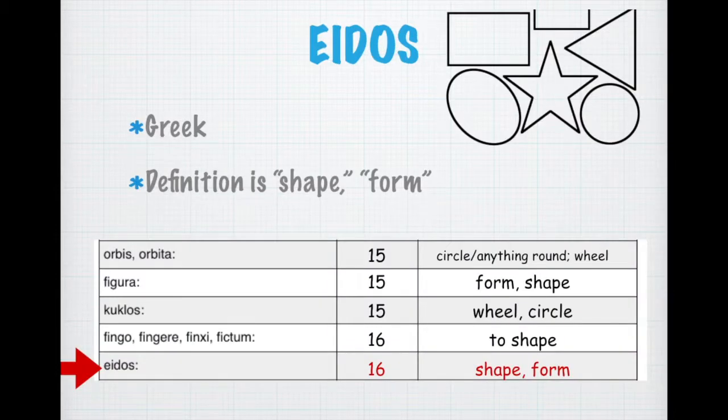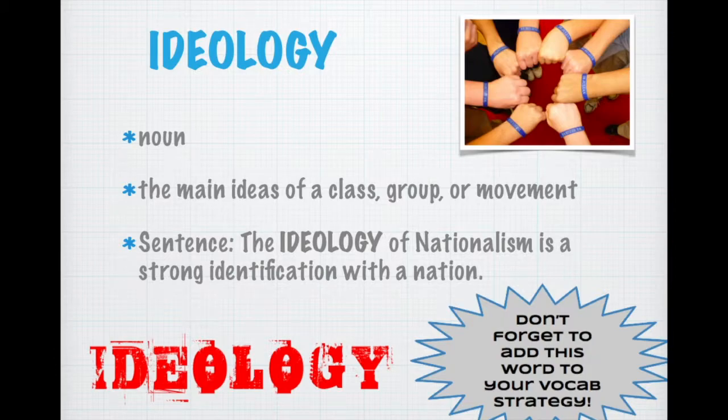We're moving on to the next root, which is eidos. Eidos, very similar to fingo, means shape or form. So fingo means to shape, eidos means shape or form. And we have a few words that use this root. The first one is ideology. Ideology. This is a noun also, and it means the main ideas of a class, group, or movement. So the ideology of nationalism is a strong identification with a nation.